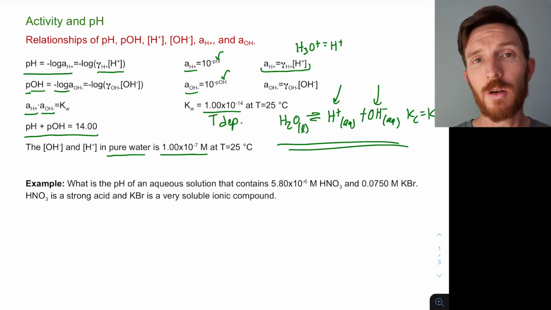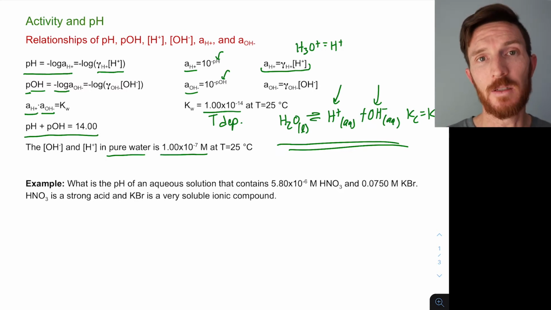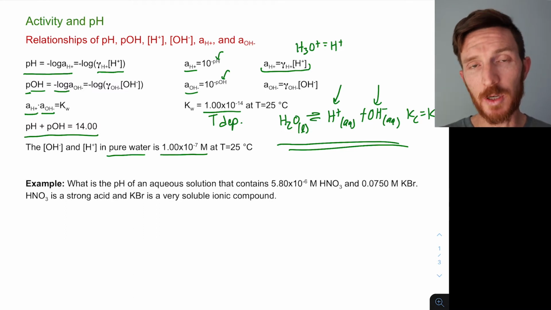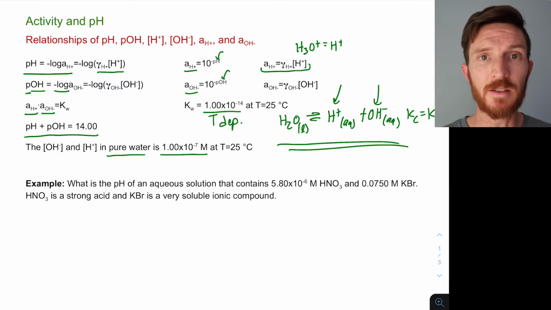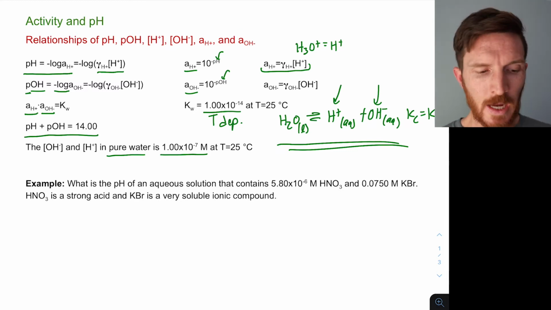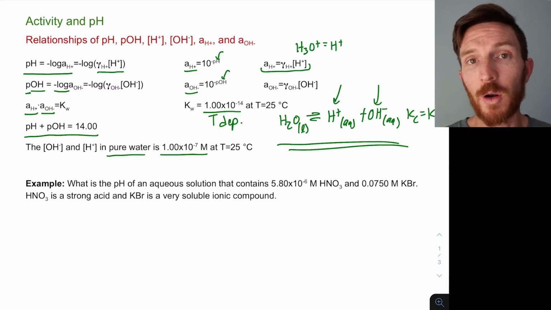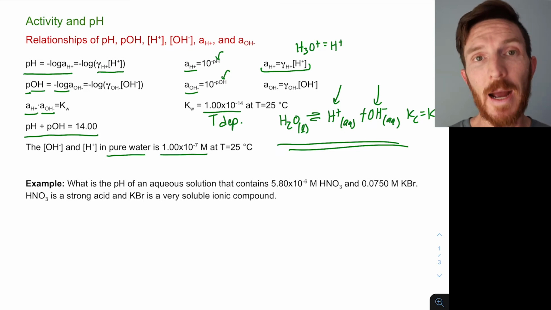So we first start with strong acids and strong bases, and that's what we're going to start with here, and then we're going to move on to weak acids and weak bases and see how they relate back to our water reactions. So here we have an example. We're going to work through an example applying some of these concepts, and then I'm going to give you a chance to practice it.